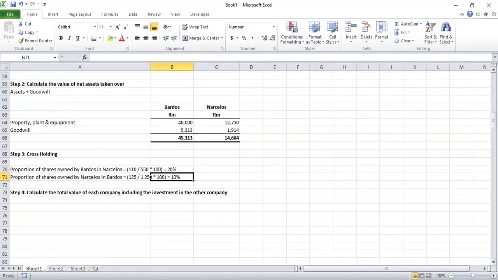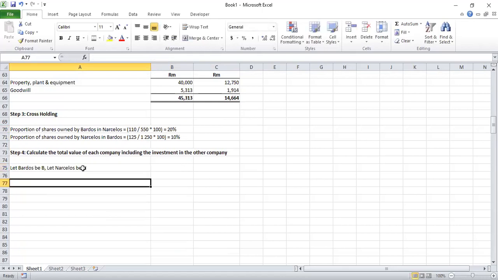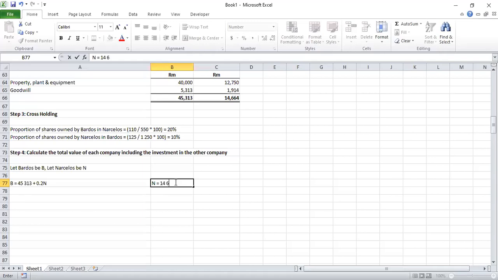So right, we can create our equations here. I will let Bados be B, and then let Nacelos be N. So we're saying Bados is equal to 45,313. Let's remember that our figures are in millions, plus 0.2 of Nacelos. My 0.2, my friends, is the 20% that they own in Nacelos. And at the same time, Nacelos' value is 14,664 plus 0.1 of Bados.